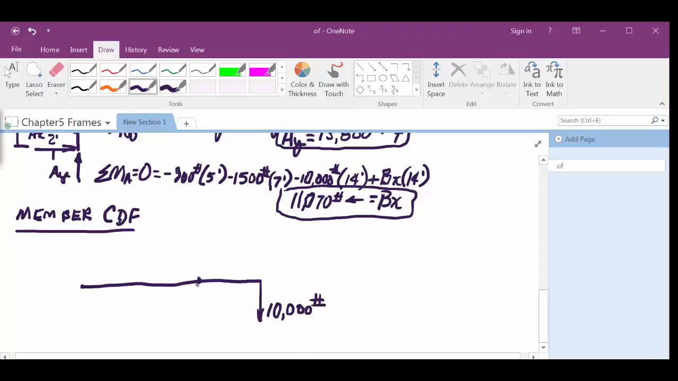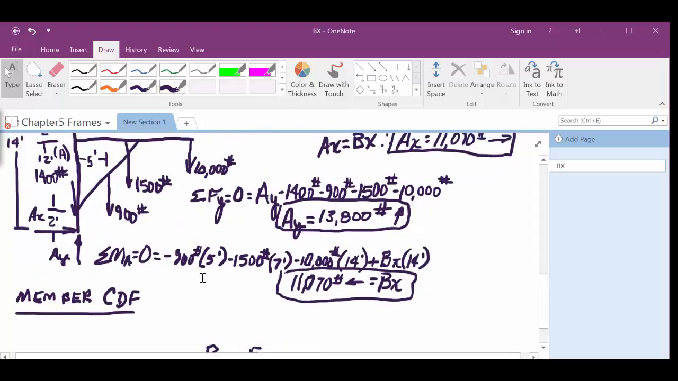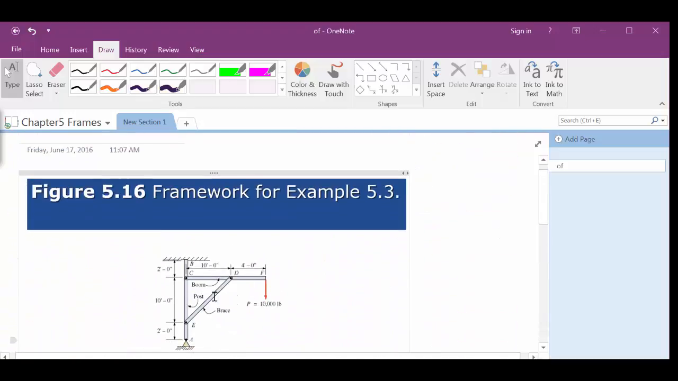Well, what's happening at, this is point D. This is F and this was C. So what's going on here? Well, we have this other member, DE, that is actually supporting that, right?